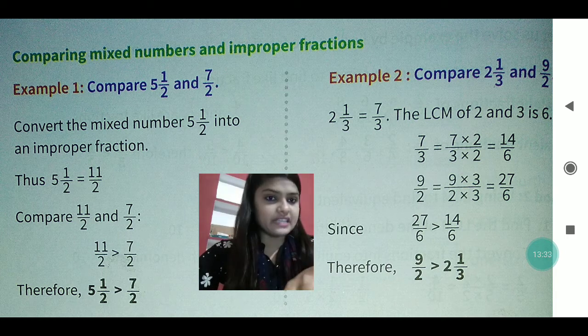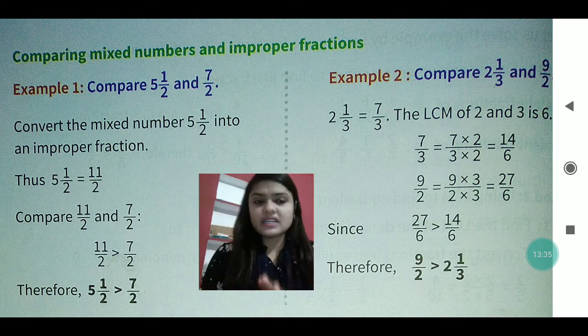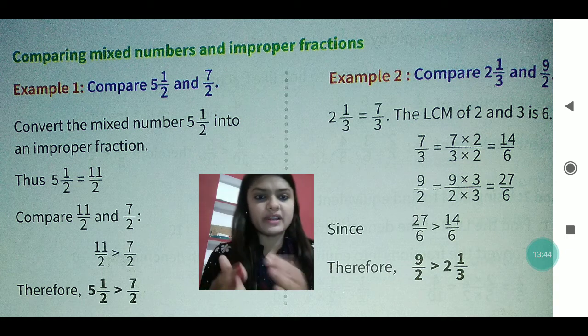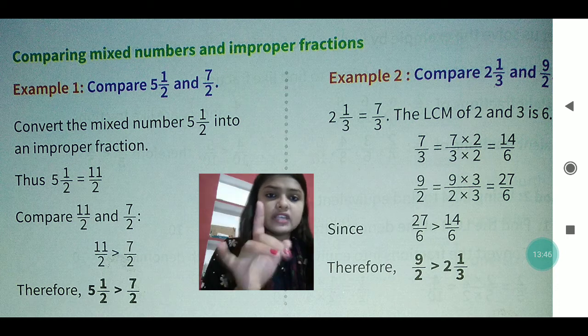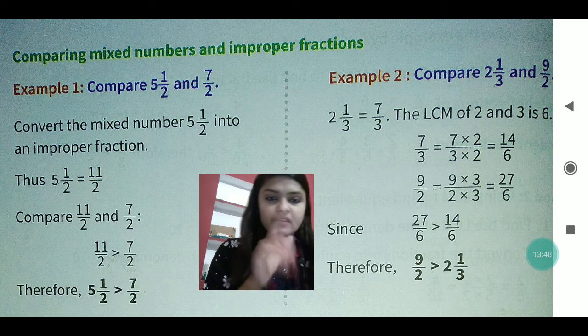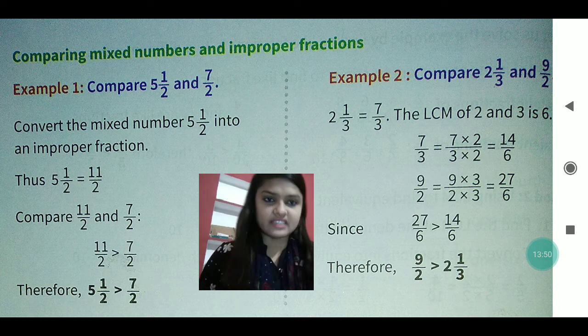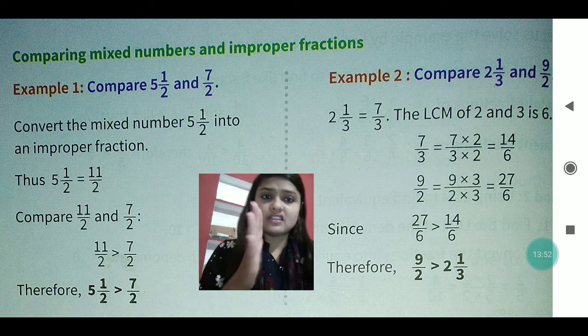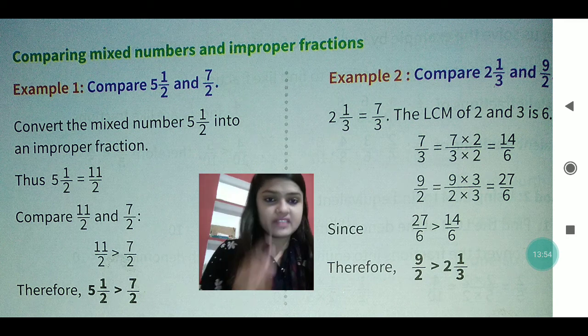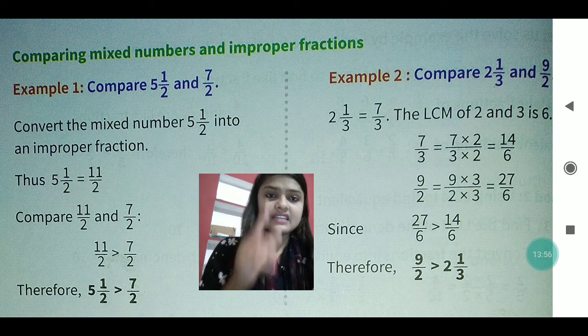Since the denominators are the same, it is a like fraction. So the number with the greater numerator will be the greater number. 11 by 2 is greater than 7 by 2, as 11 is greater than 7. So after doing the comparison, we can write that 5 1 by 2 is greater than 7 by 2.